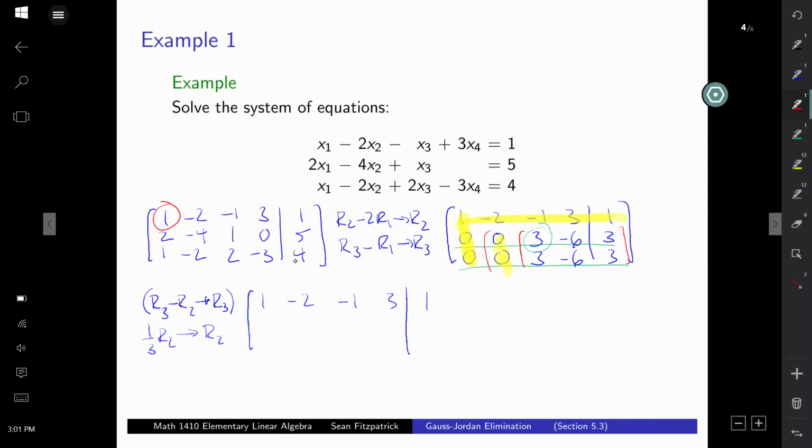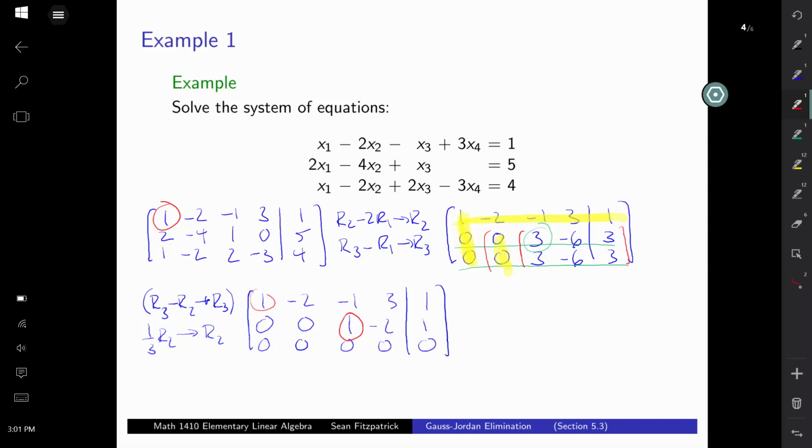So I'm going to divide by 3 in row 2: 0, 0, 1, minus 2, 1, 0, 0, 0, 0, right? So that row of zeros at the bottom was created in this step that I didn't bother to write down. Okay, at this point I'm in row echelon form, right? I've got my leading 1s.